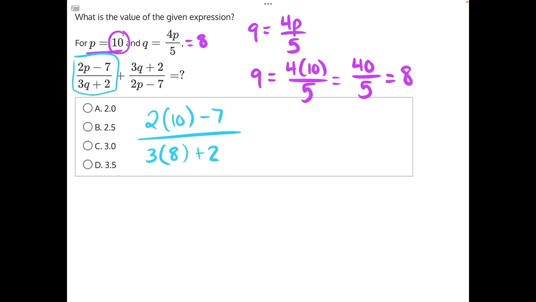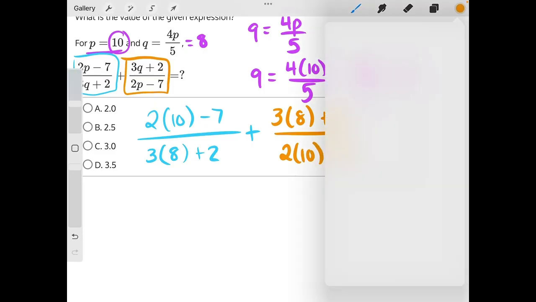2. And then the next fraction is actually just a mirror or a flip of our first fraction. All the values are the same, but we change whether they're in the numerator or denominator. So now the numerator says 3 times 8 plus 2, and the denominator says 2 times 10 minus 7.